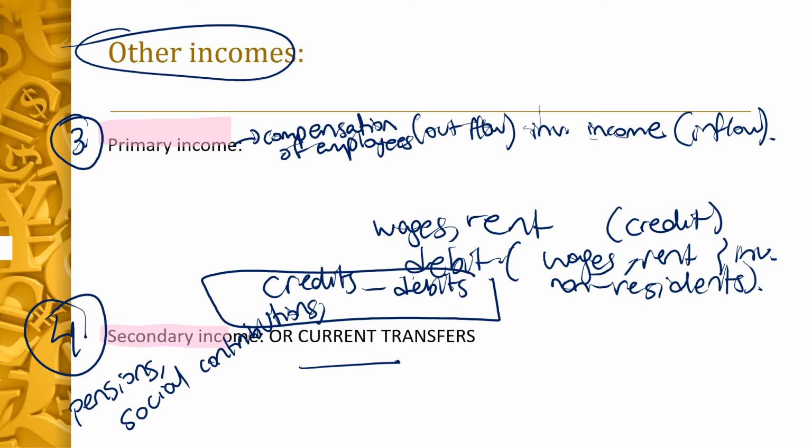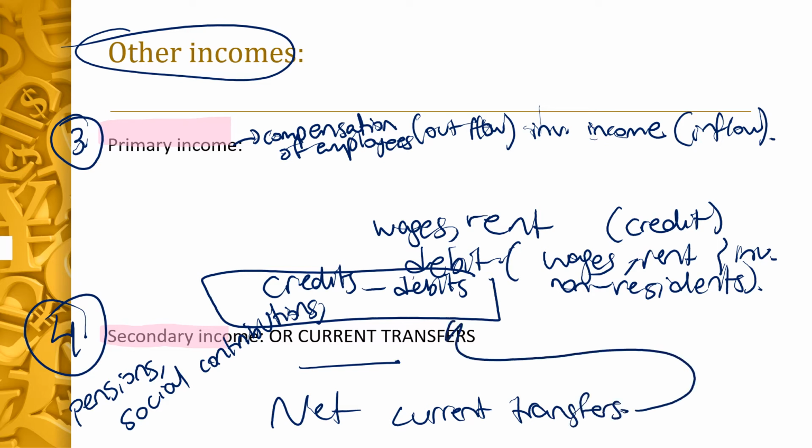So again, I need to calculate it by finding the balance of secondary income, or I can call it net current transfers. How do I calculate it? Same as the primary income, I need to do credits minus debits.